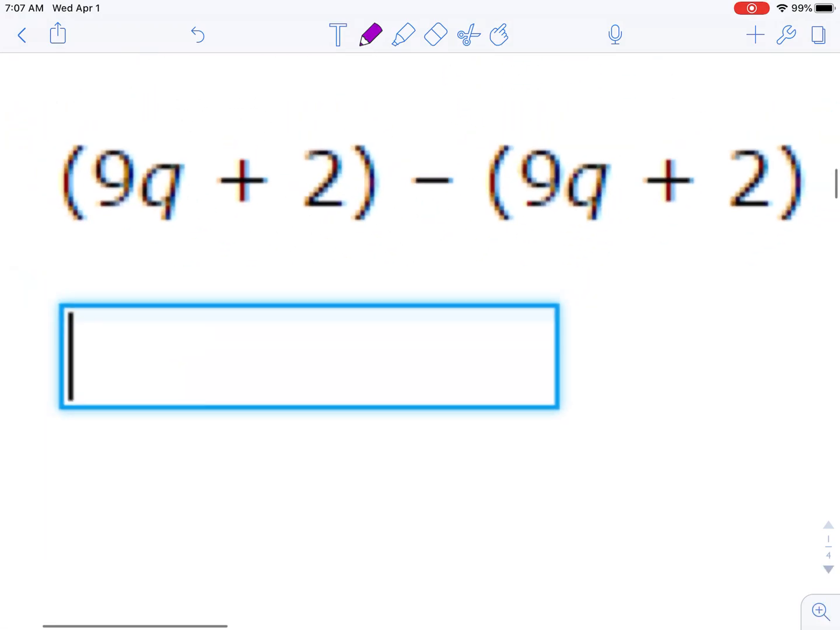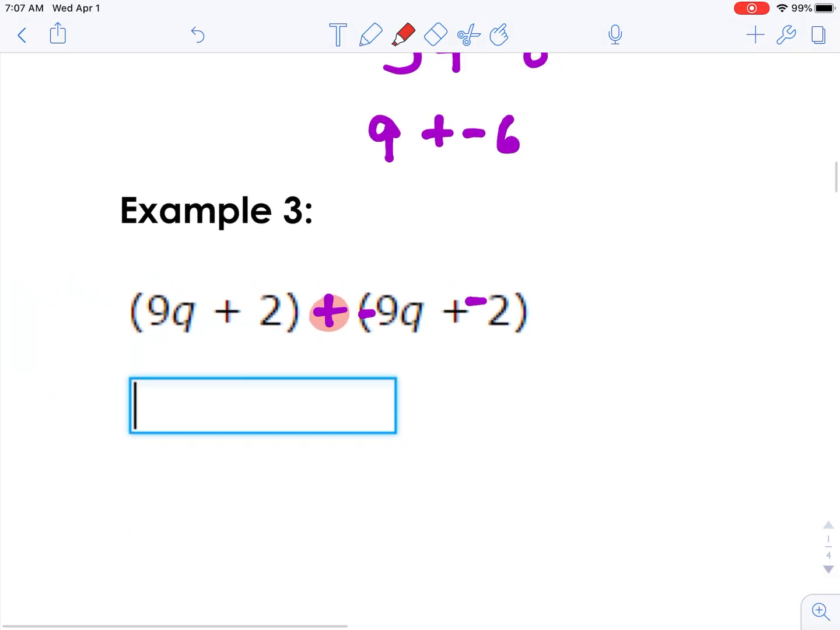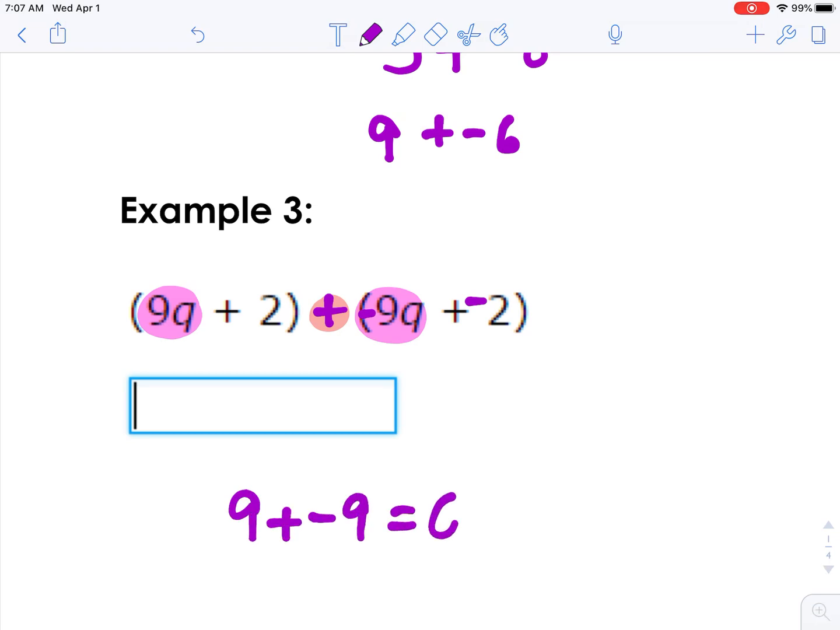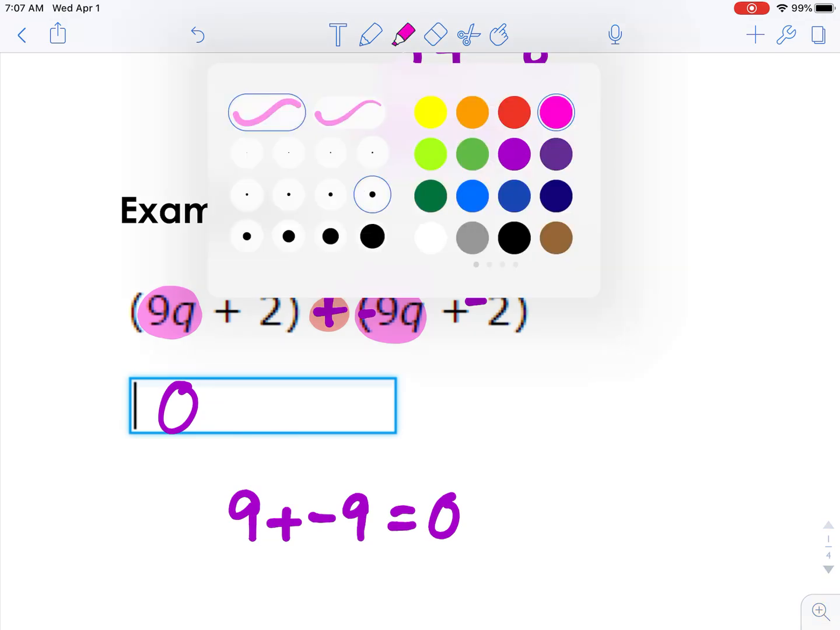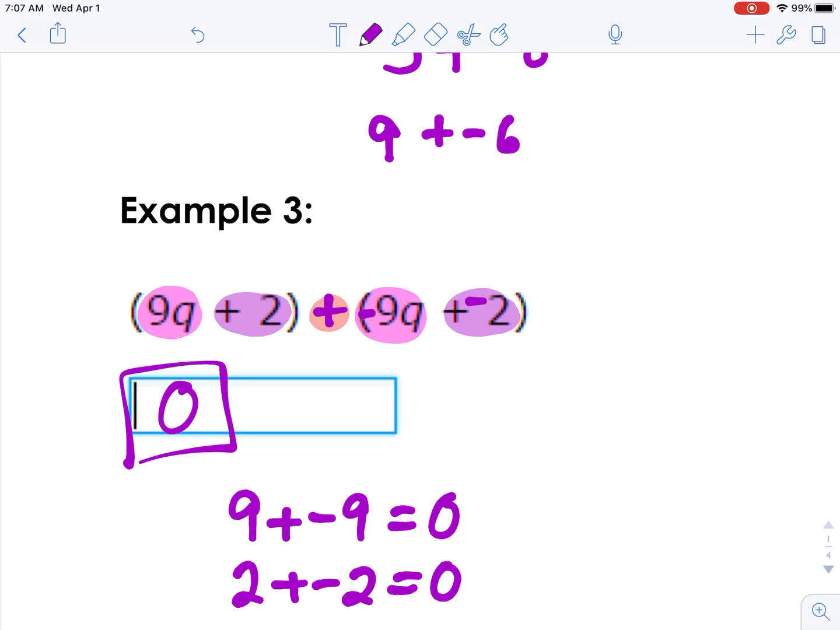In our next example, once again, notice it's a subtraction sign. So we're going to make that a plus, and then everything in the parenthesis after becomes the opposite. So the positive 9 becomes a negative, and the positive 2 becomes a negative. Combining like terms, 9 plus a -9 is 0. Instead of writing 0q, please just write 0. Next, we have 2 plus a -2, and 2 plus a -2 is 0, so our final answer is just 0.